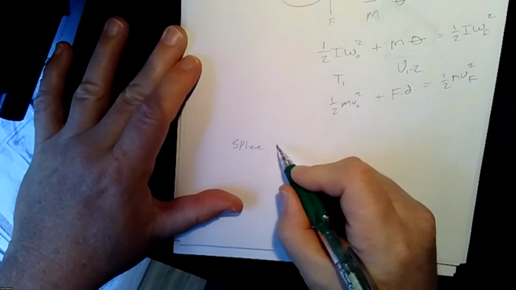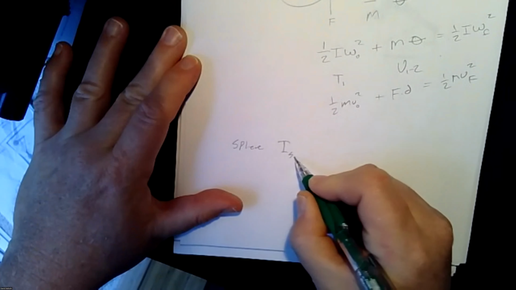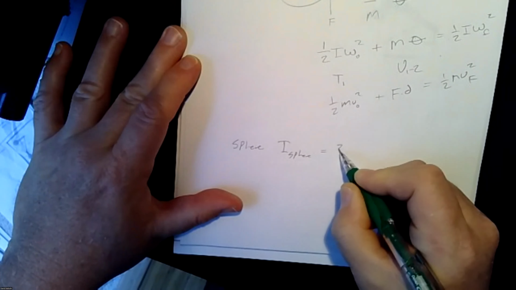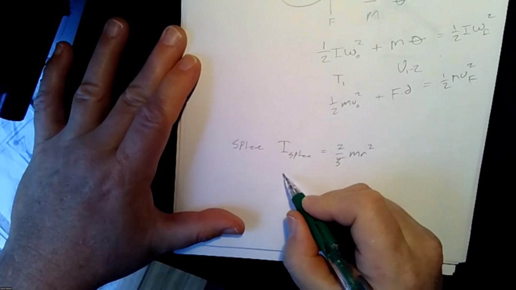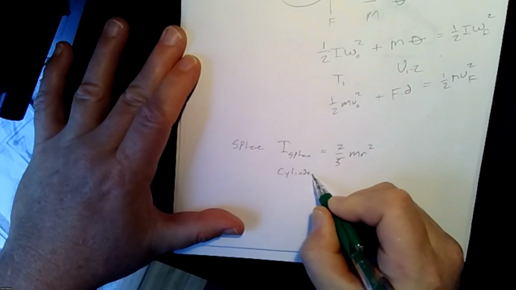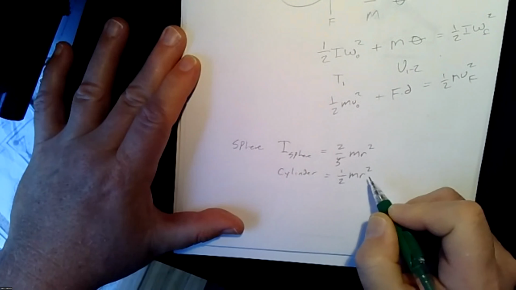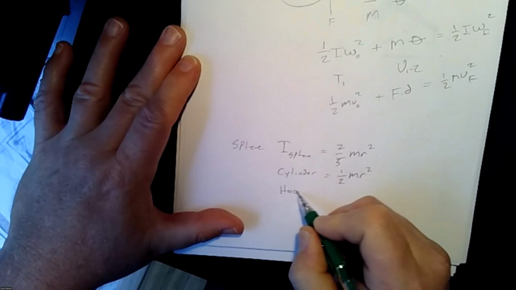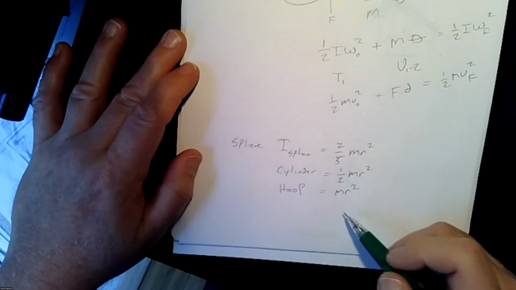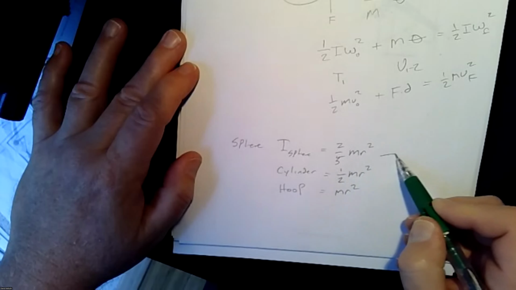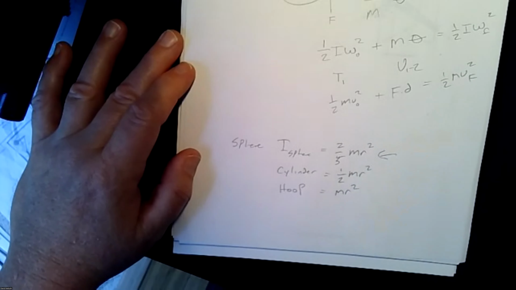It turns out that for a sphere, I equals 2/5 mr squared. For a cylinder, it's 1/2 mr squared. And for a hoop, it's just mr squared. So if they all weigh the same amount, then the sphere is going to have the lowest I, so the sphere is going to go the farthest. Okay.